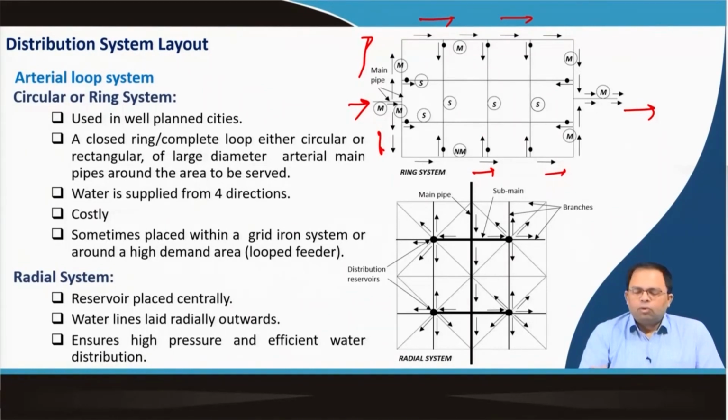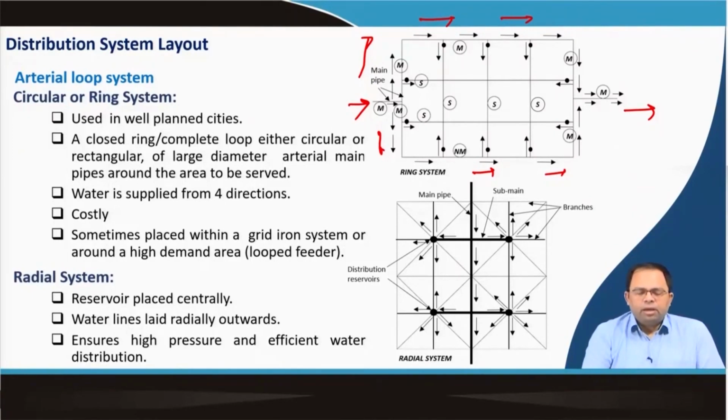The benefit is water is not only supplied from 2 directions, water is supplied from 4 directions in this particular case. And the other benefits of the grid iron system, like valves, and water coming from multiple directions, are all the same. That means we get all the benefits, but we get an even more reliable system compared to the grid iron system. So, it is also used in well planned cities.